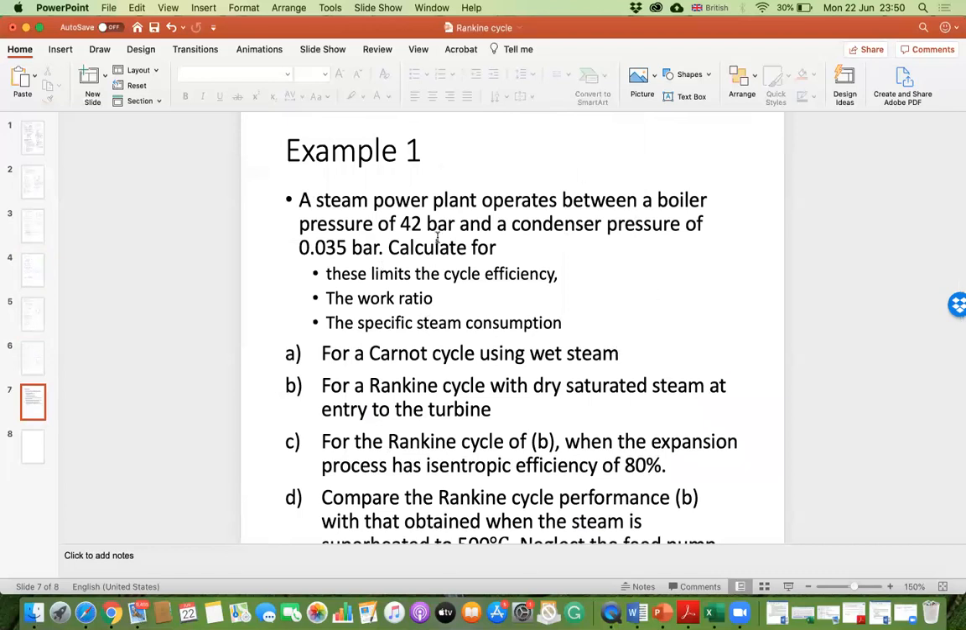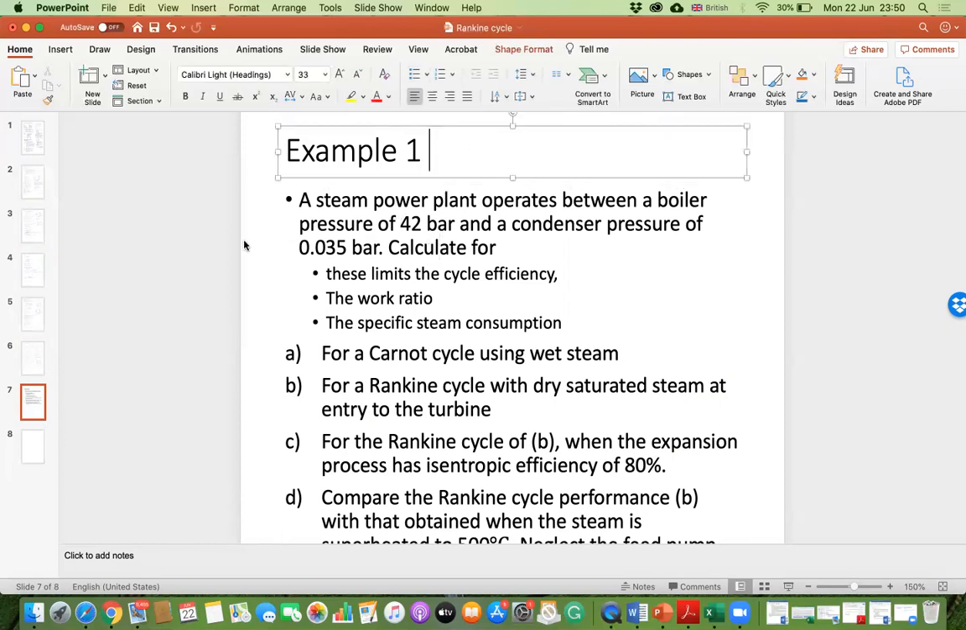Okay, so this is the example. I will show you the example and the tutorial together. So just refer to my Facebook for further information. And yeah, that's all for the Rankine cycle. So check out my Facebook for further information.